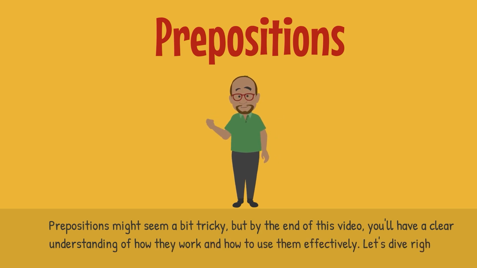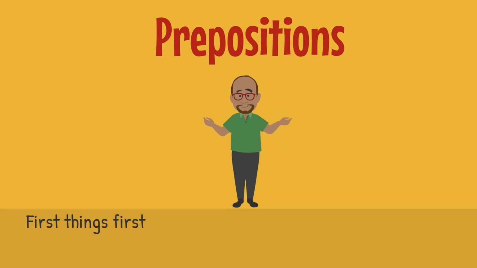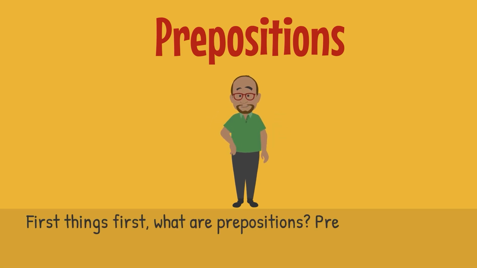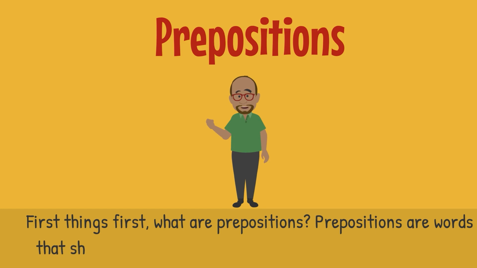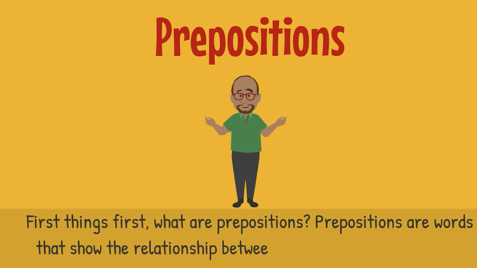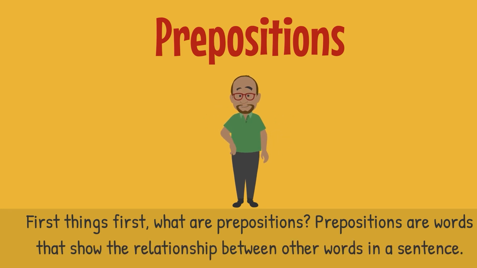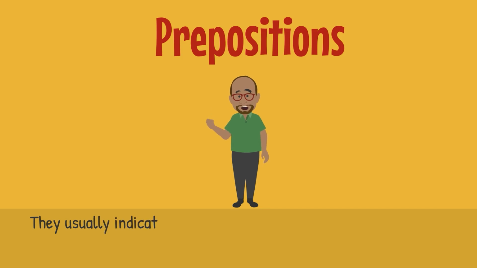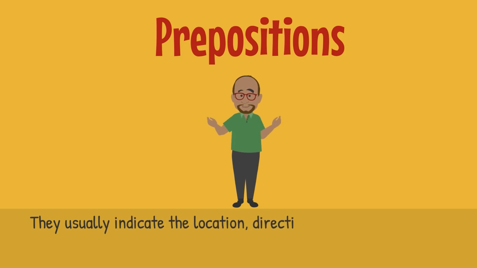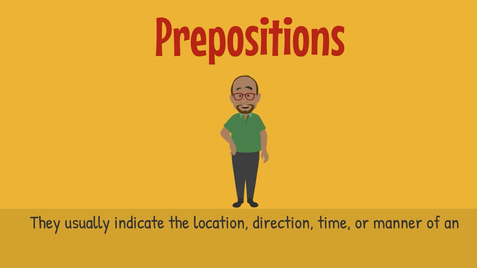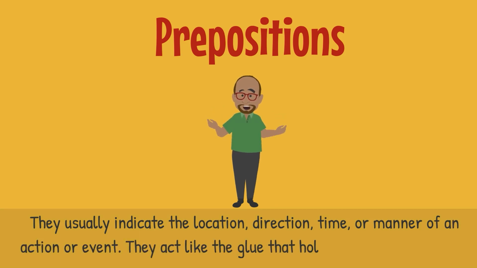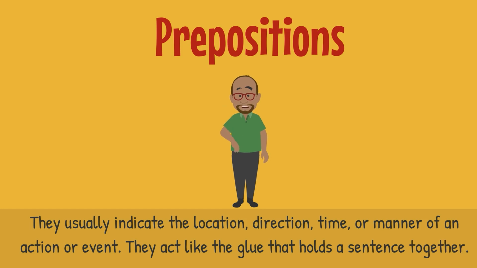Let's dive right in. First things first, what are prepositions? Prepositions are words that show the relationship between other words in a sentence. They usually indicate the location, direction, time, or manner of an action or event. They act like the glue that holds a sentence together.